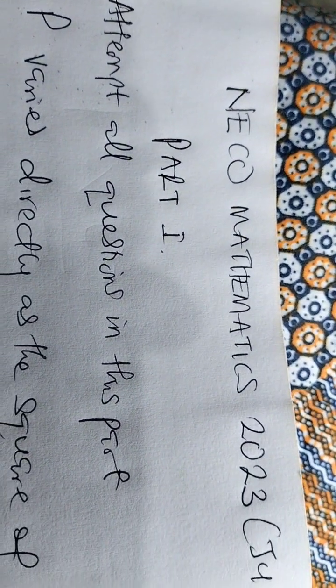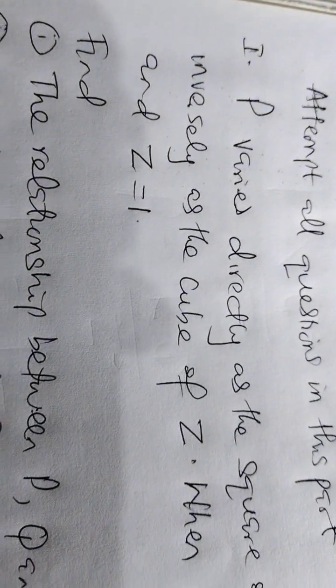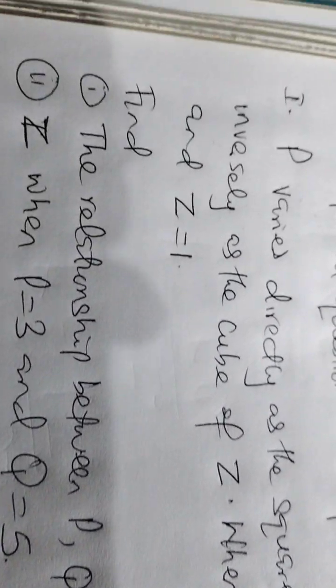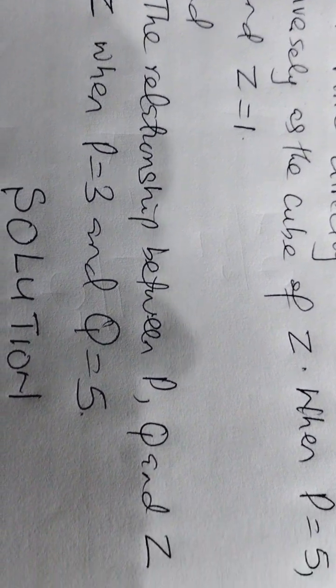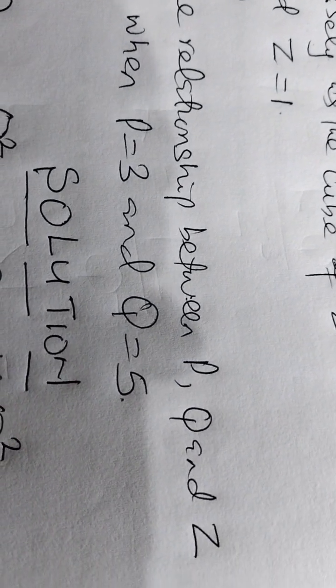Going to section A or part 1 of the question. Number 1 says P varies directly as the square of Q and inversely as the cube of Z. When P is 5, Q is 3, and Z is 1. Find a relationship between P, Q, and Z. Then find Z when P is 3 and Q is equal to 5.